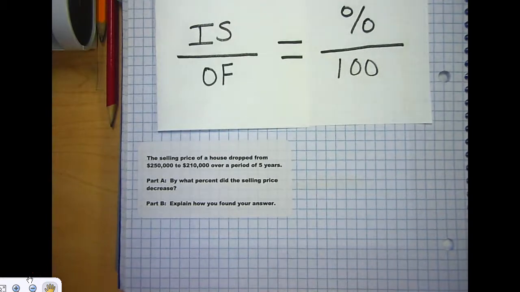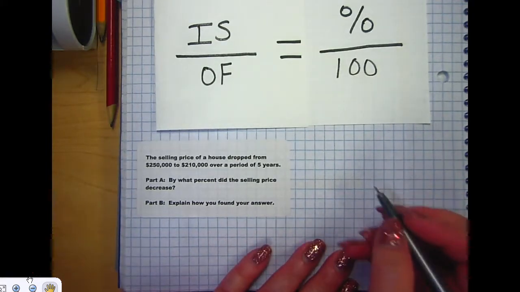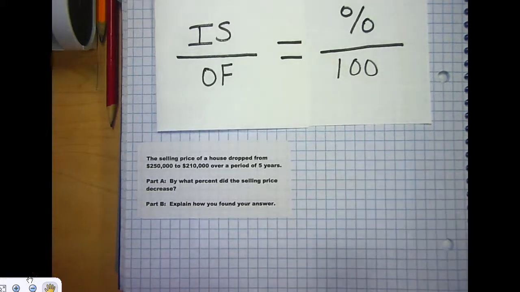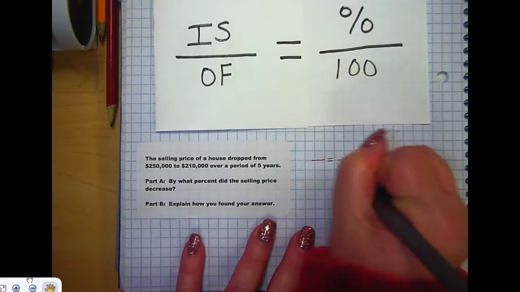The selling price of a house dropped from $250,000 to $210,000 over a period of 5 years. Part A, by what percent did the selling price decrease? Part B, explain how you found your answer. So there's really two different ways to solve this, but it's a two-step problem any way you want to solve it. So I know that I'm going to use the percent proportion because I need to find the percent it decreased. So it's a part over a whole with the percent proportion.